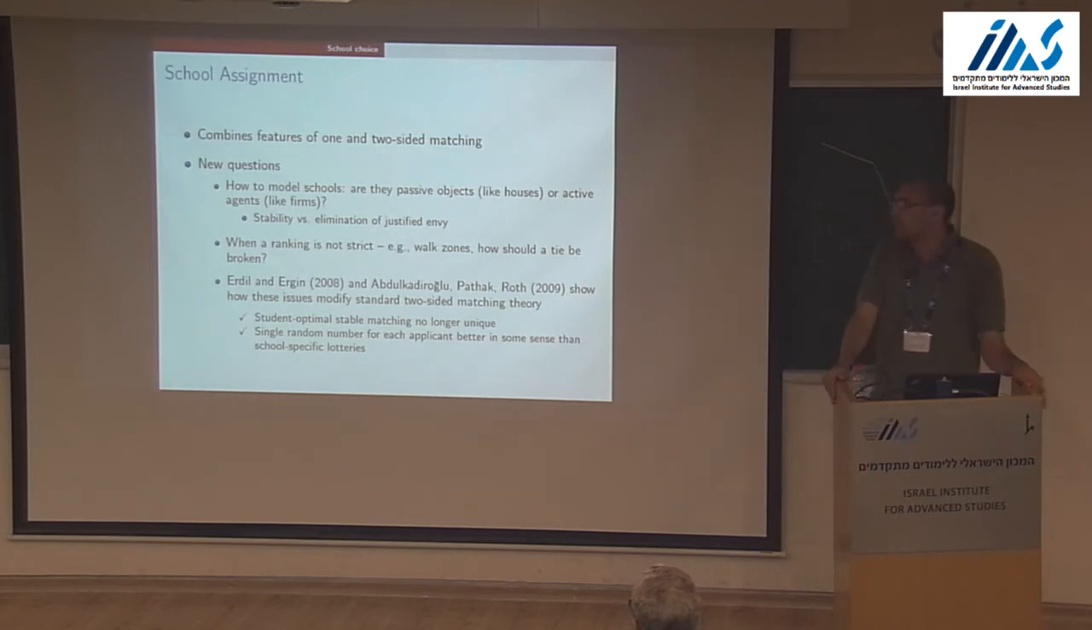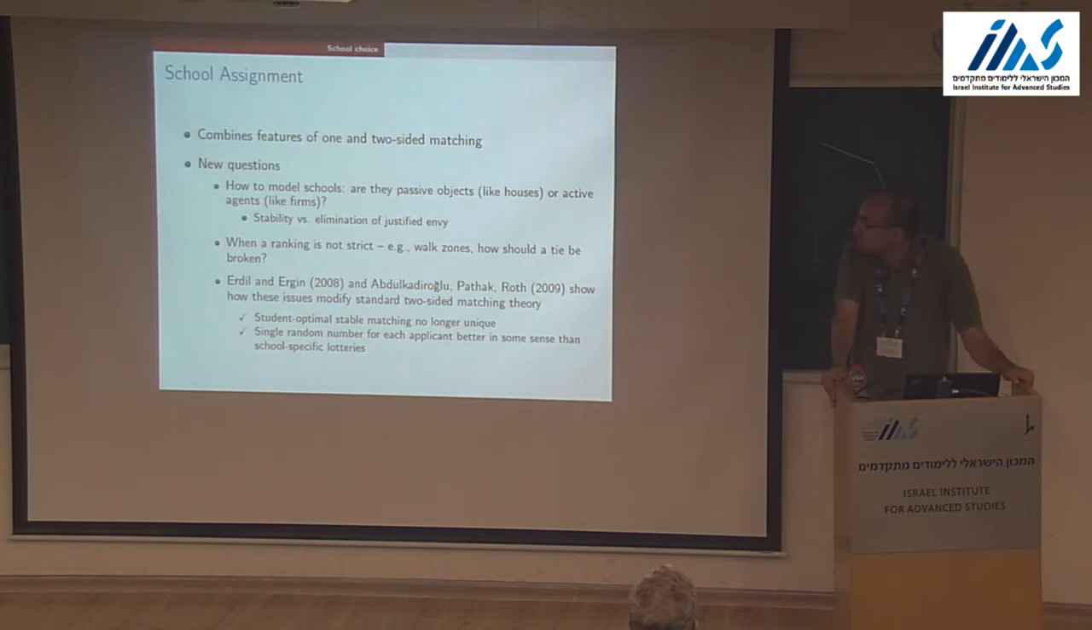Another very practical question is how should we break ties? One possibility is we use the same random number at every school. So say Elhan and I have applied to school A and school B. We draw one random number, and I have a better number than Elhan. I will outrank him at A, and I'll also outrank him at B. The alternative is maybe we draw separate lottery numbers at A and at B.